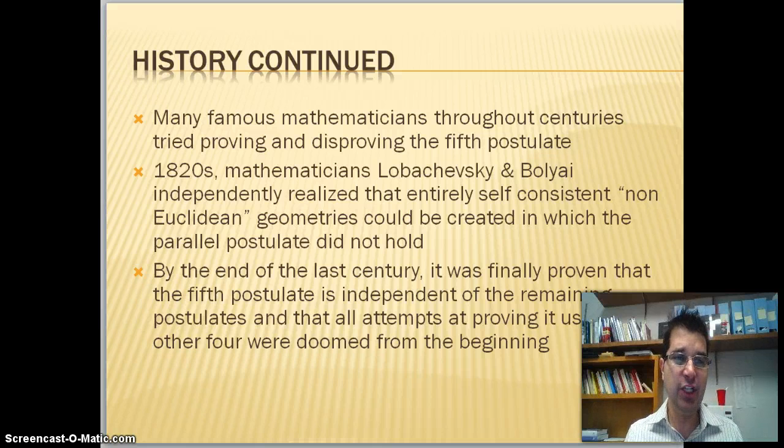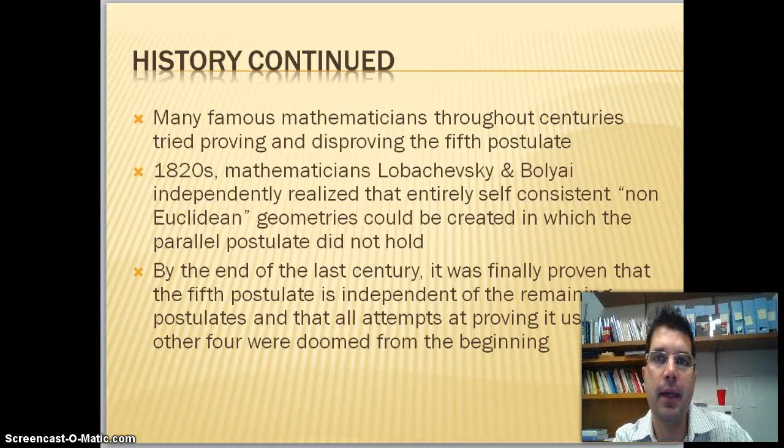And then hundreds of years passed, and people still thought that it may be a consequence. So great mathematicians decided, you know what, let's try to prove it differently. Instead of trying to prove that the 5th postulate is a consequence of the first 4 postulates by doing direct proofs, let's try to prove it by contradiction.